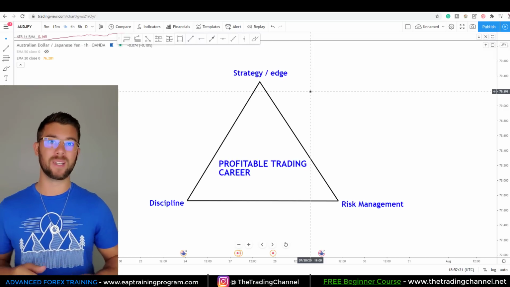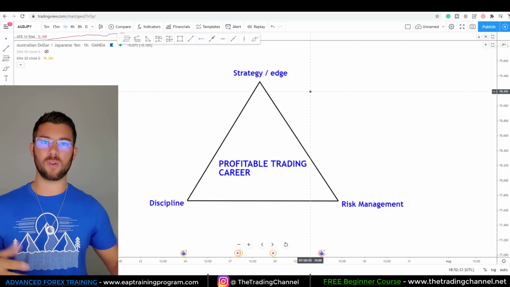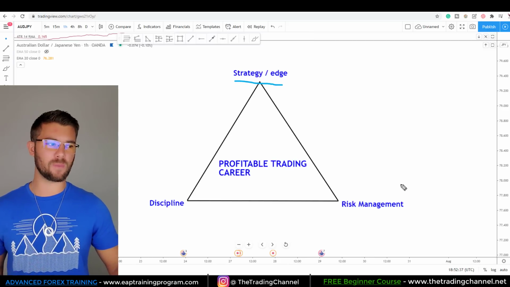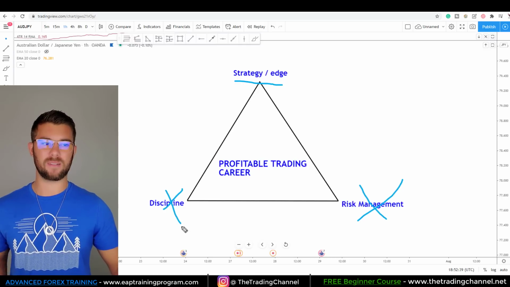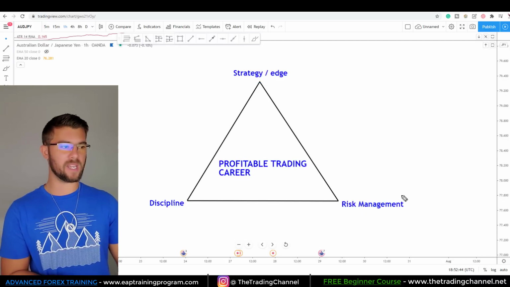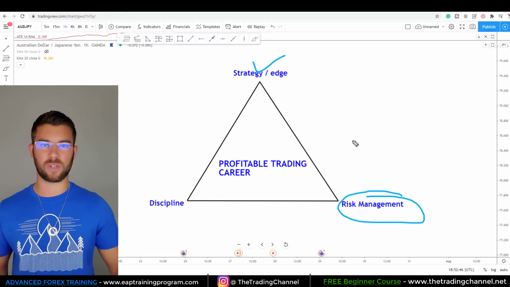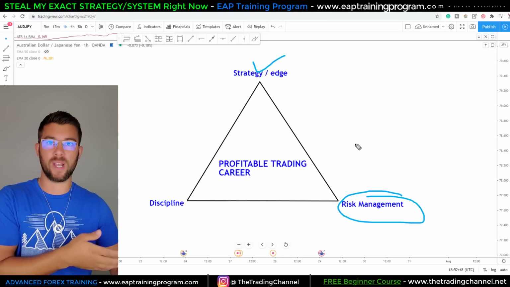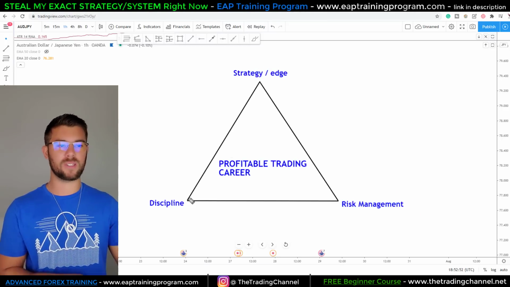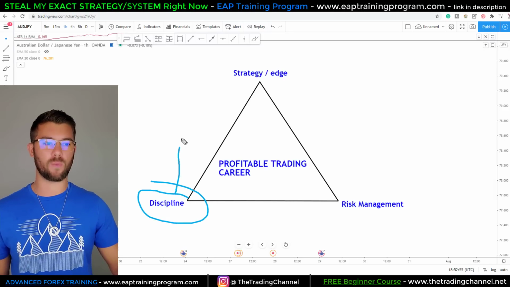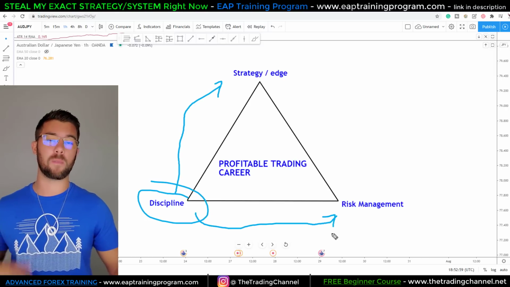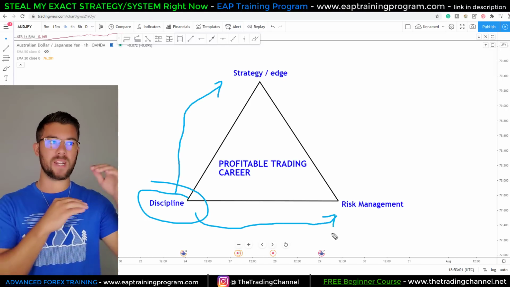But without them, it's like having a car with no gas. You could have a Lamborghini of a strategy, but if you're missing risk management or you're missing discipline, that car won't go anywhere. That's like the gas for the Lamborghini. You could have awesome risk management, but if you don't have a strategy that produces a consistent, profitable edge over the markets, you're not going to go anywhere. And you could have extremely good discipline, and you could discipline yourself right into an empty bank account if you have a poor strategy that doesn't give an edge or a poor risk management plan. So you need all three of these.